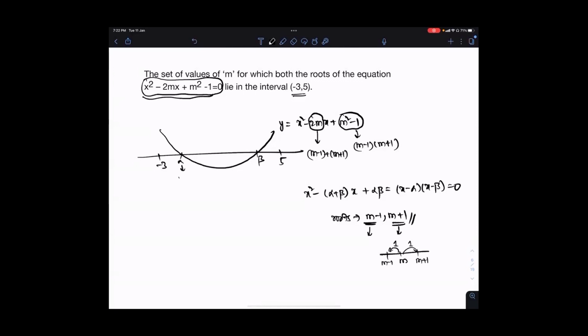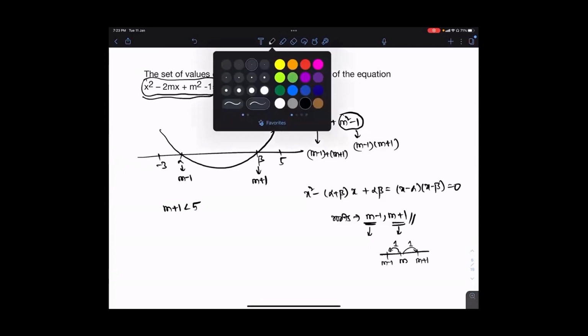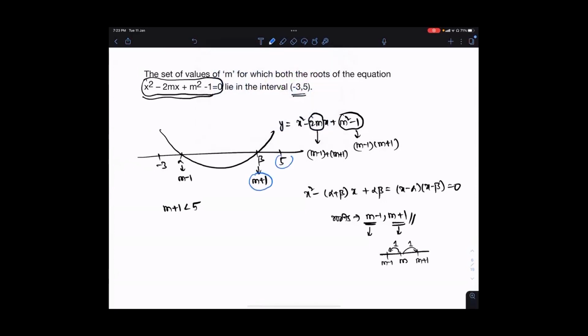So the smaller root is m minus 1 and the larger root is m plus 1. Now, for both the roots to be between -3 and 5, your m plus 1 must be less than 5. Because what does it mean if I write m plus 1 is less than 5? The larger root is not exceeding 5, and m minus 1 is greater than -3. That is, the smaller root is not going before -3.